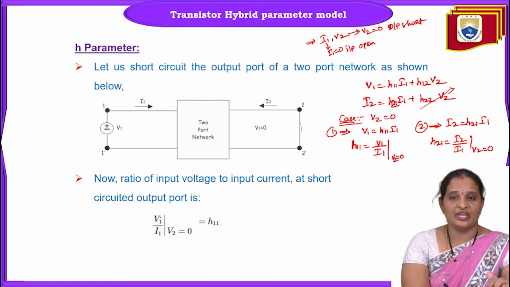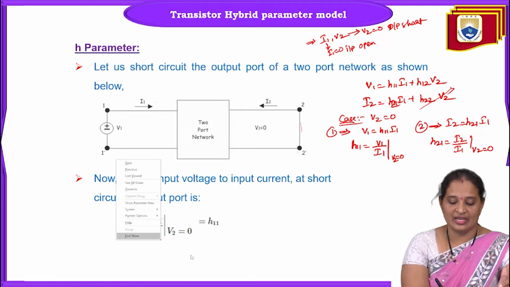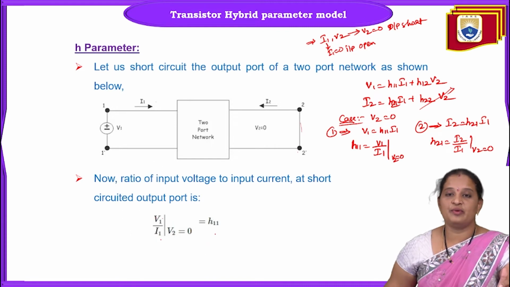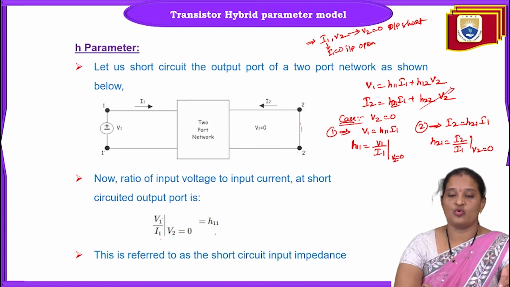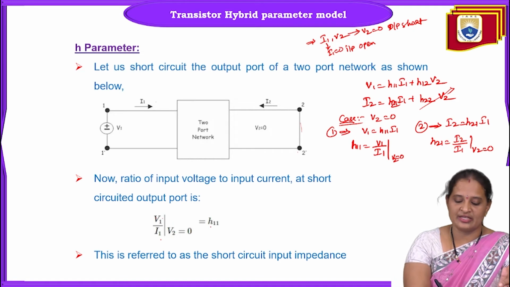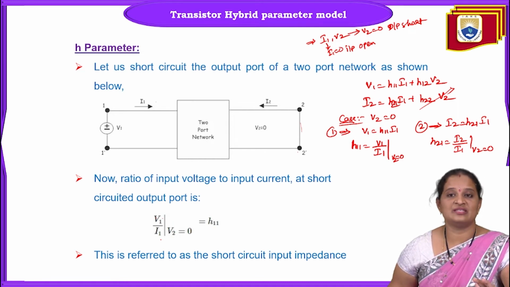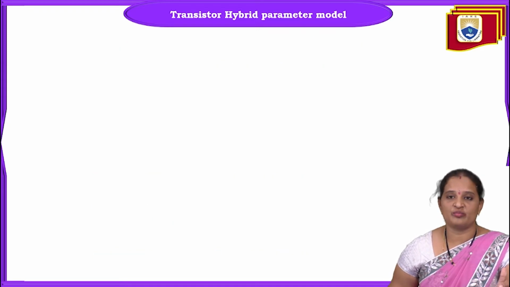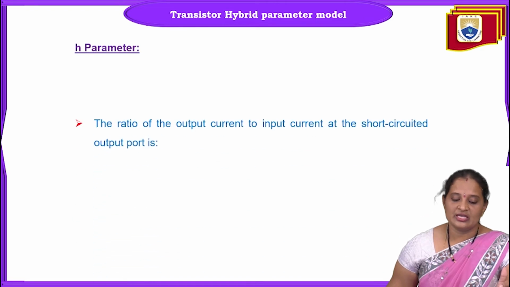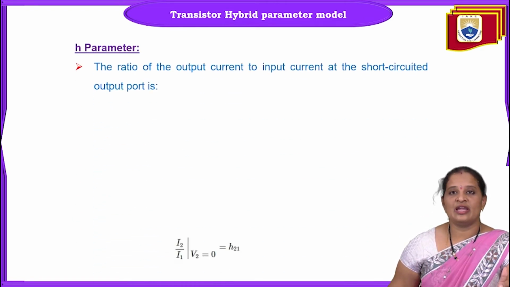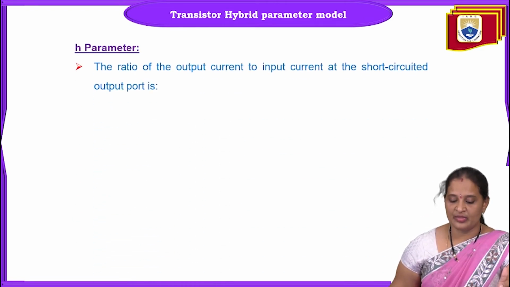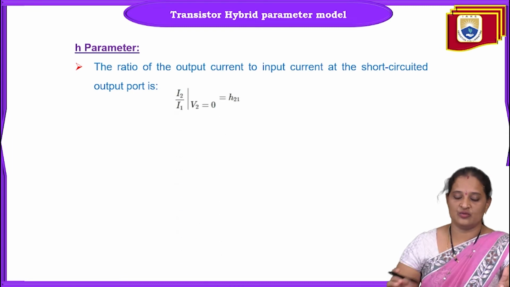So what is H11? It is input voltage divided by input current, V1 by I1. It is defined as the input impedance when the output port is short circuited, and it is represented with H11. So H11 is referred to as the short circuit input impedance, or else input impedance when the output port is short circuited.